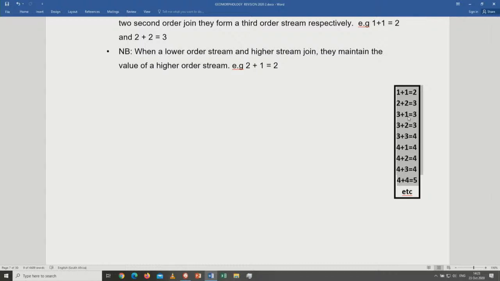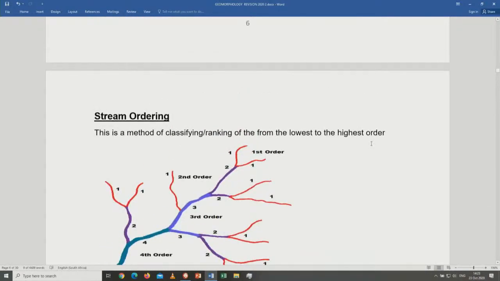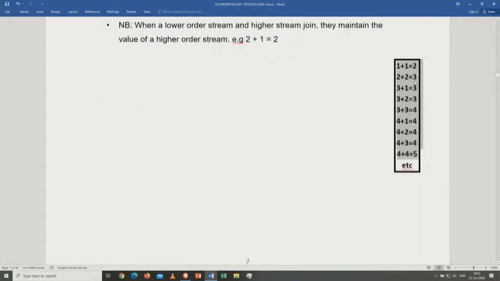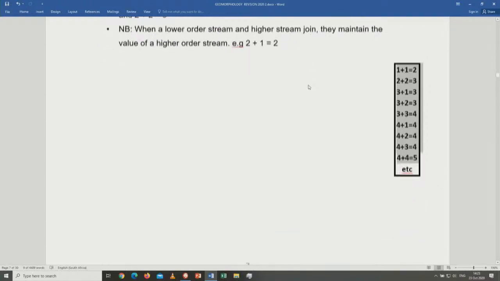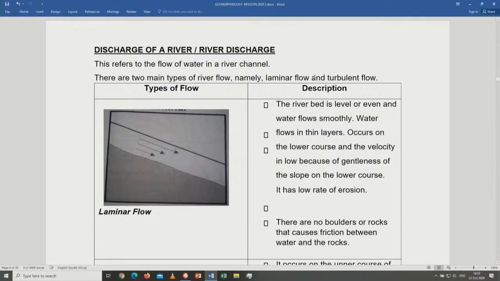So most people will say, no, in geography now, what kind of calculations or additions are these? But this is how we rank the streams over here, especially in the drainage basin. So that means this is how we calculate it. And then now, grade 12, let's move to the discharge of a river.